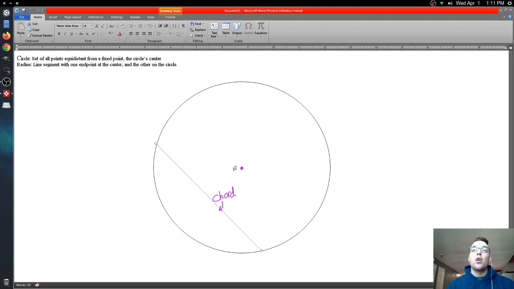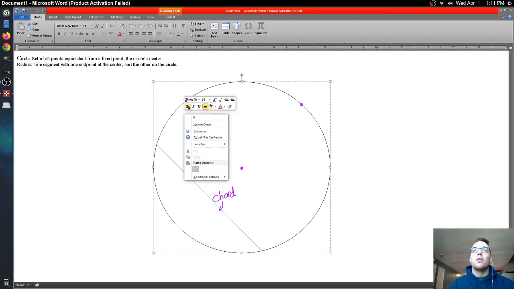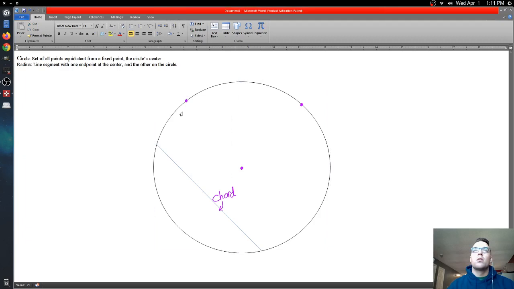And just like we can draw an infinite number of radii from one spot and keep going out, we can do the same thing with a chord. I can say, here's one point on the circle. There's another point on the circle. And then I can go ahead and connect them to give myself another chord.